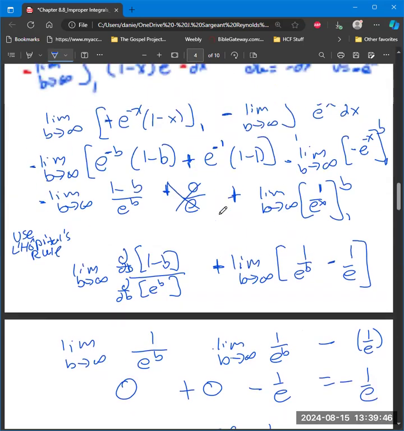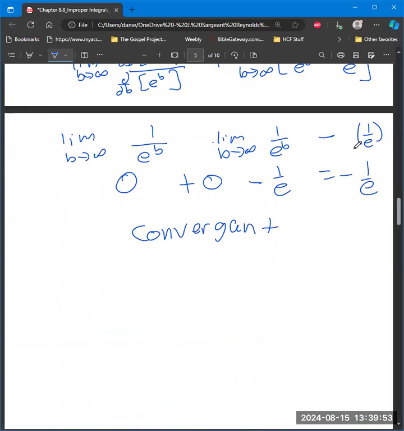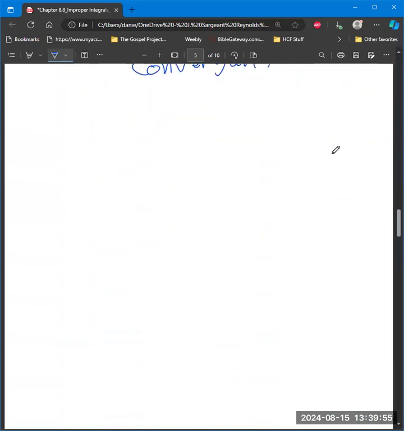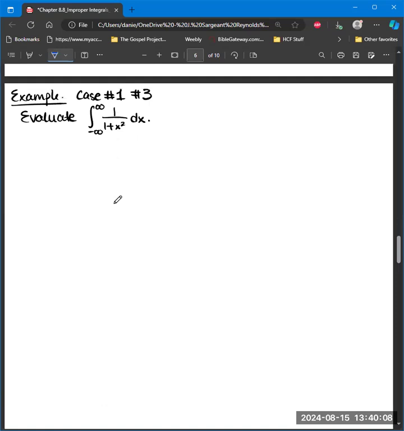I started to try and do my u substitution up here, and you don't do that. You just let the integration by parts take care of that for you because it's built in with u, du and v, dv. So, all right, let's go ahead and look at this next example.